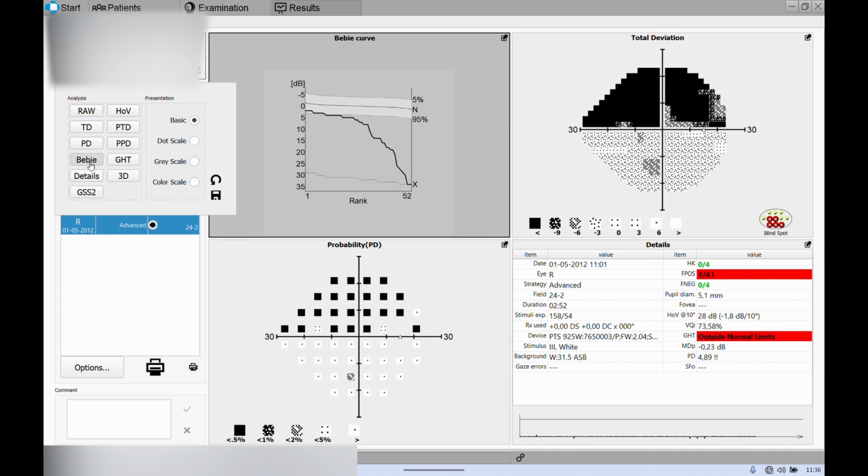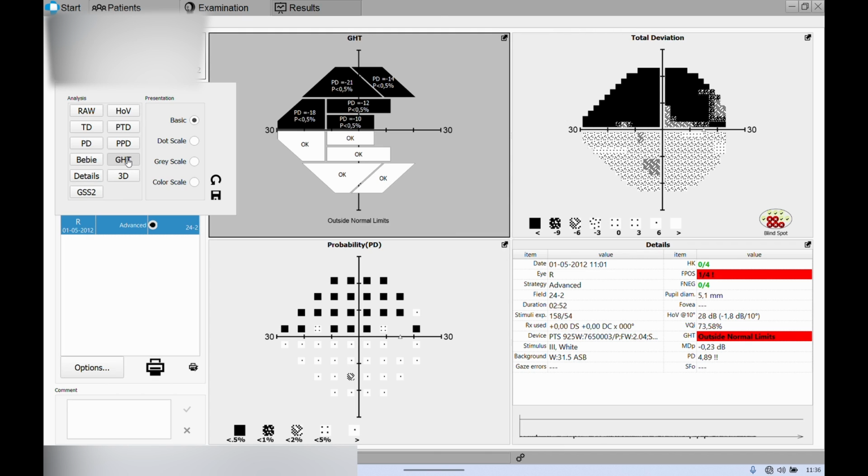Next we have the Bebie curve. This is the cumulative plot that depicts the ranking of the defects. And it's also age matched, so you have this corridor, this white corridor. It shows you the progression of defects in a normal population. So in this case, the patient has glaucoma, so you see it. If the patient has, for instance, cataract, and there is a generalized loss of sensitivity, it should also be parallel to the corridor, but it will be decreased.